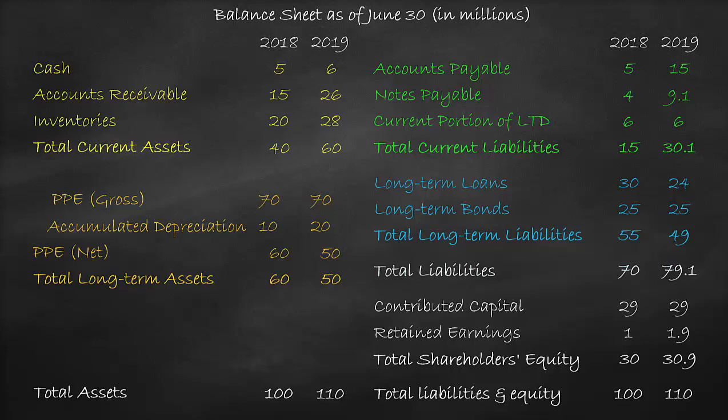Total assets of $110 million are equal to and balance total liabilities and shareholders' equity of $110 million. Our equation is balanced yet again.